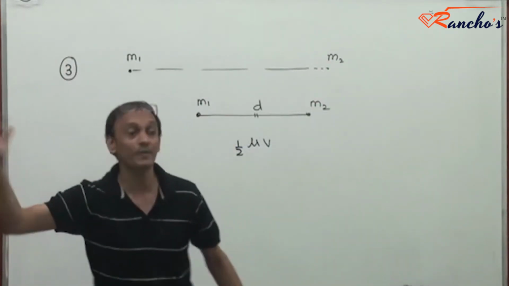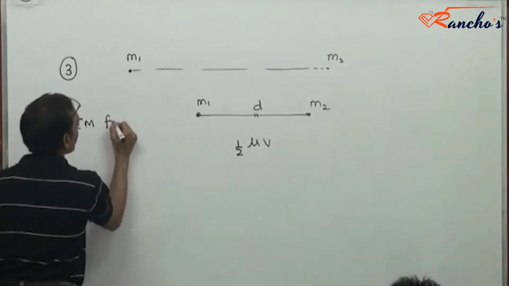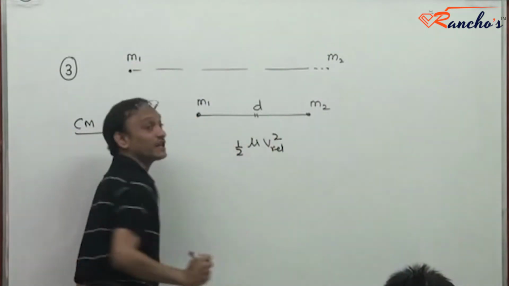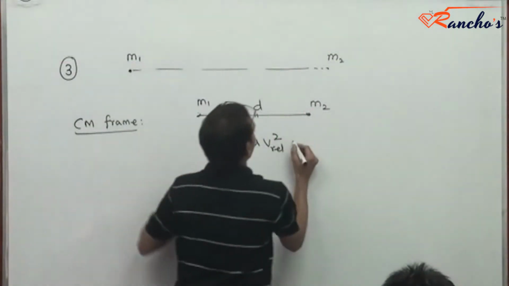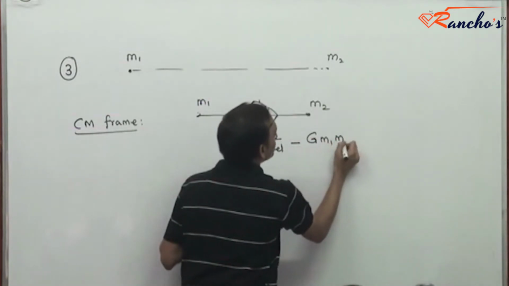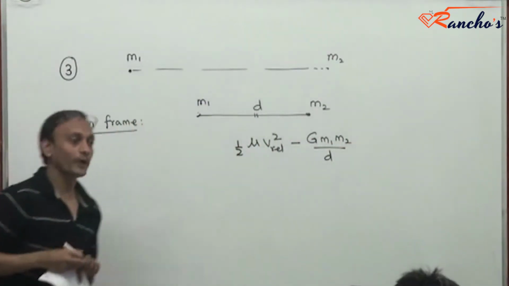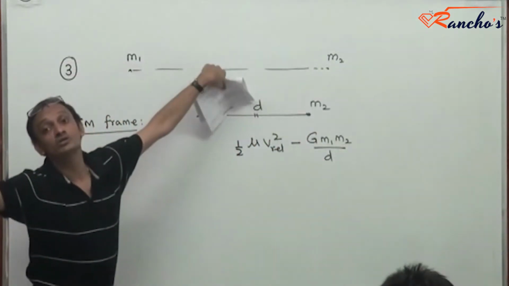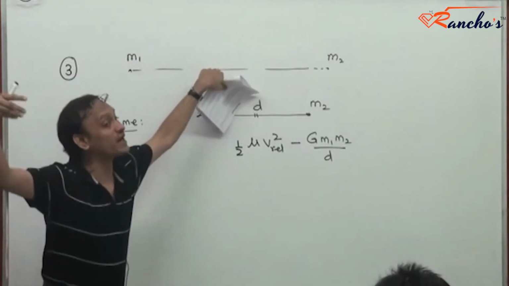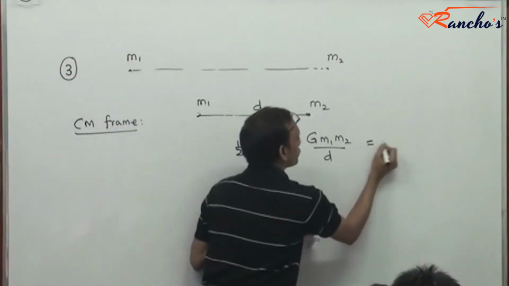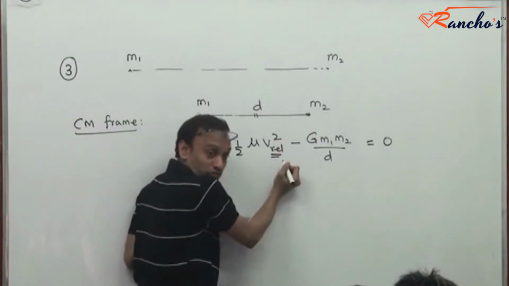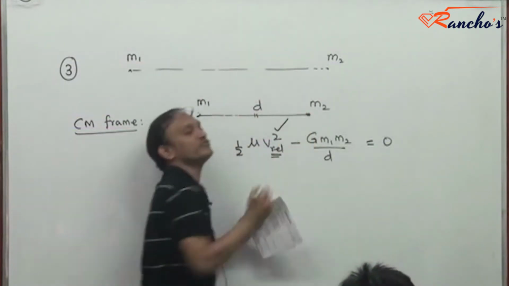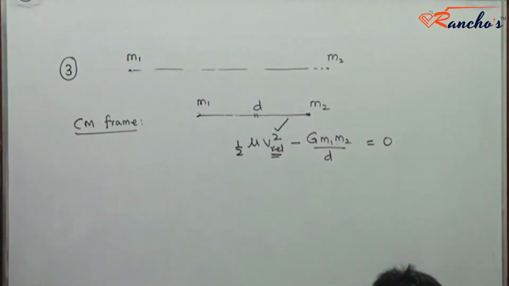So I'm writing the energy equation in the center of mass frame. In the center of mass frame, half mu into v rel squared is the kinetic energy, and then there is potential energy, which is minus G m1 m2 by d, right? And when you started, v rel was 0 and d was very large, so the total energy in the center of mass frame was 0, and this gives you direct access to v rel. Mu you can write as m1 m2 by m1 plus m2 and obtain v rel from these considerations, right? Clear?